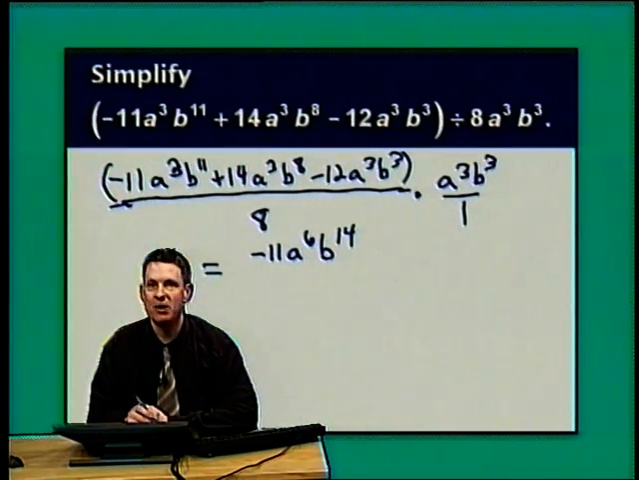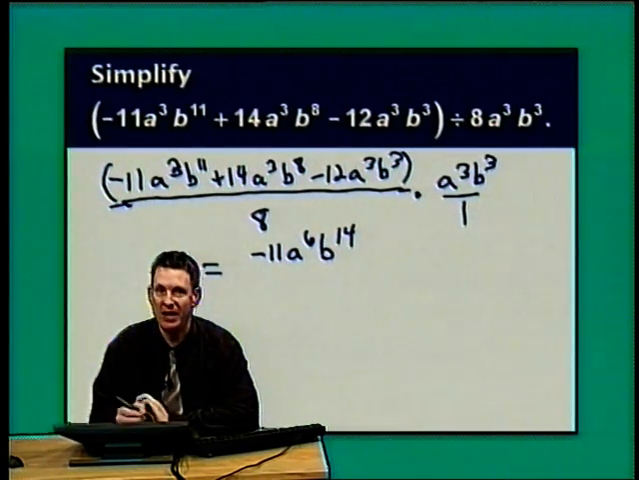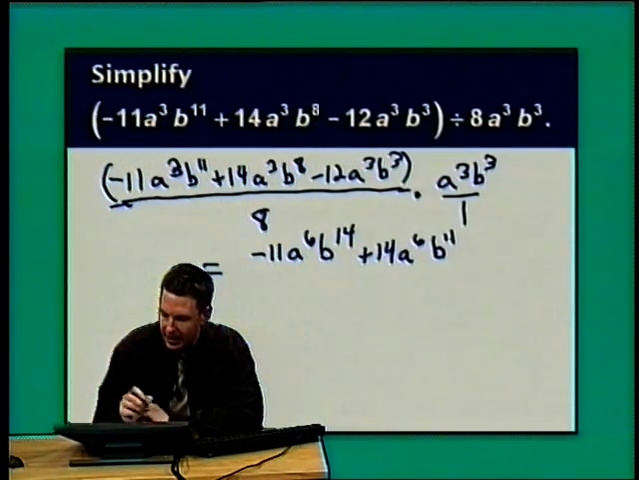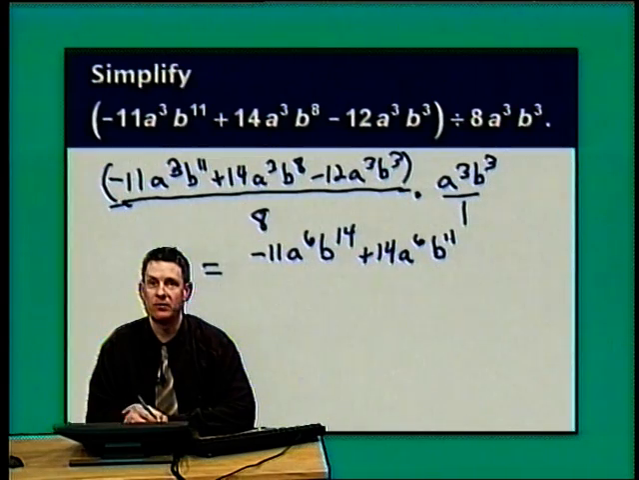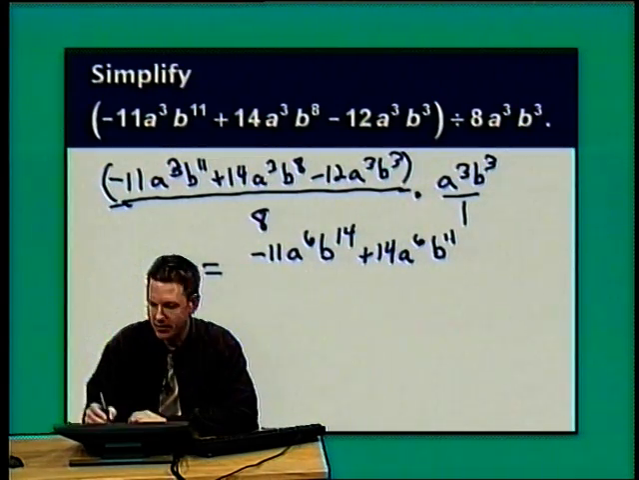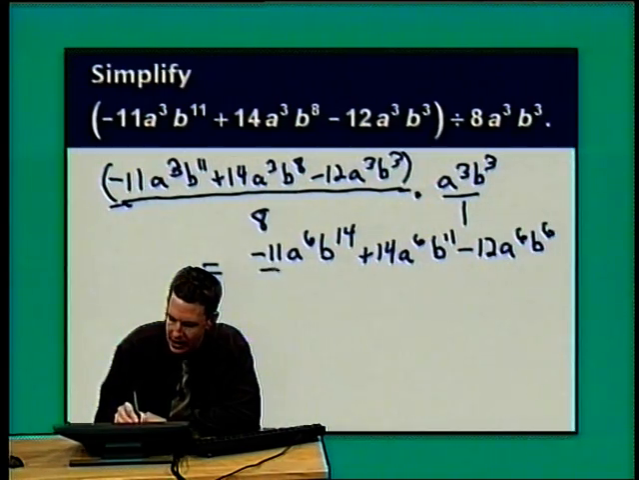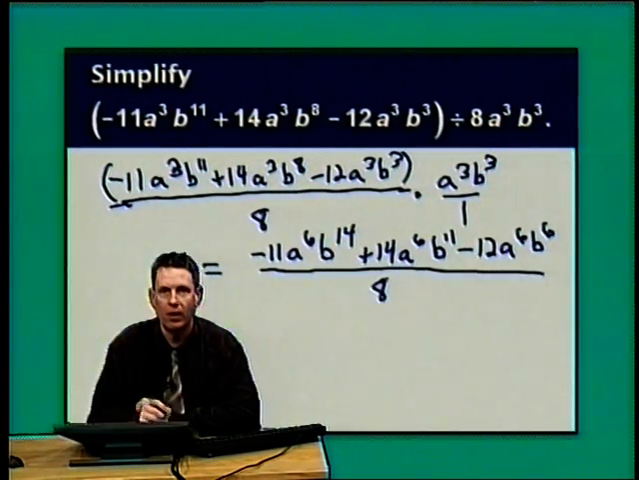Distributing the a cubed b cubed to 14a cubed b to the 8th, I get 14a to the 6th, b to the 11th, and doing my final distribution of a cubed b cubed, I get minus 12a to the 6th, b to the 6th, and this is all written over 8.